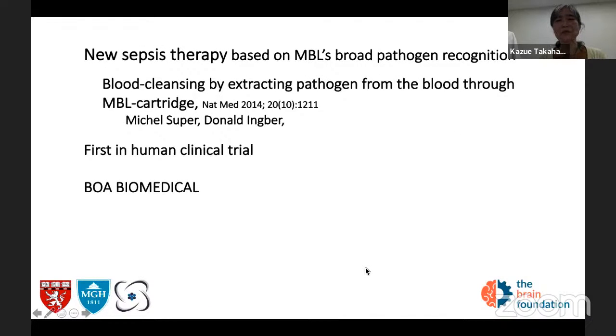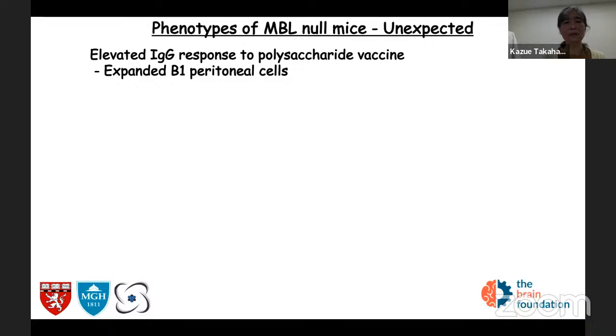Now, based on Mbl's broad pathogen recognition, there is a blood cleansing approach. It's like dialysis, but with an Mbl cartridge incorporated. So the idea is to clean pathogens from the blood stream. It's in an early stage of clinical trial.